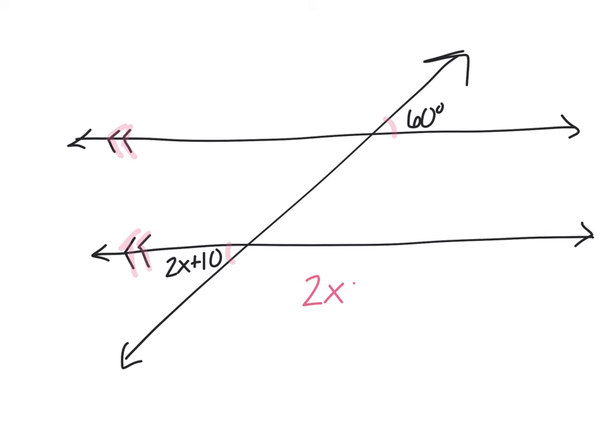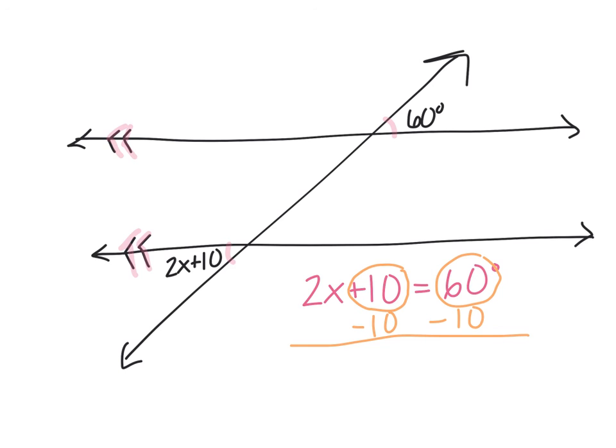In order to solve for x, I'm going to set up an equation. So 2x plus 10 is equal to 60 degrees. And we want to find out what x is. So we're going to combine our terms using inverse operations. The 10 and 60 can be combined, and we want to move 10 over to the other side to isolate the variable. So we're going to subtract 10 from both sides. That equals 0, so that leaves just 2x on the left equals 60 minus 10, which is 50.